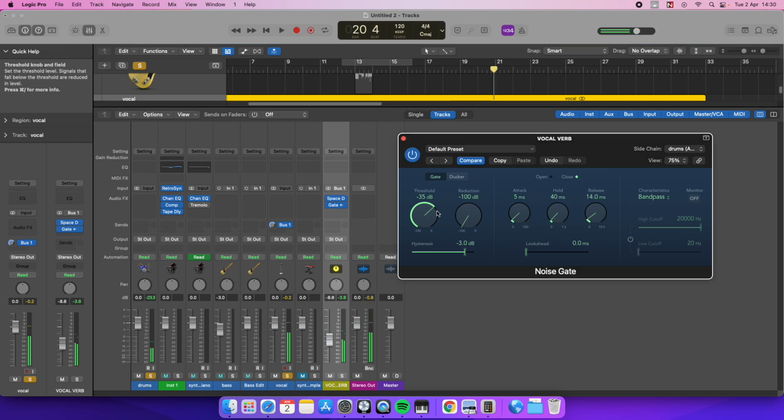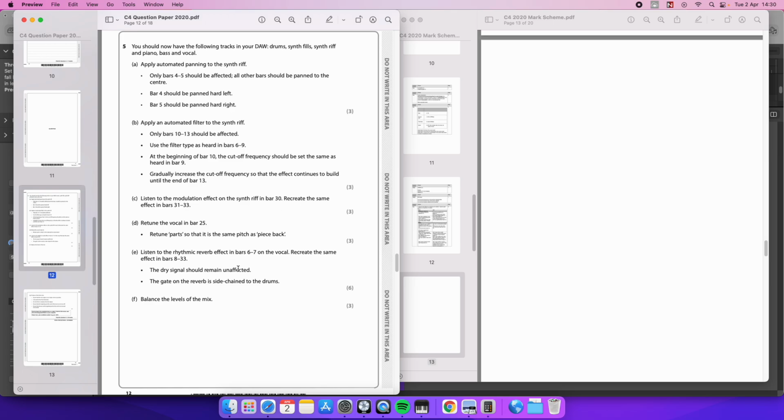There you go. You can play with it until the timing's pretty correct. Then balance the levels of the mix. That's the last little bit of practical.